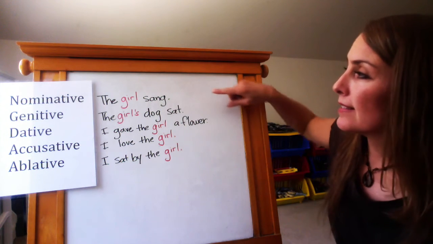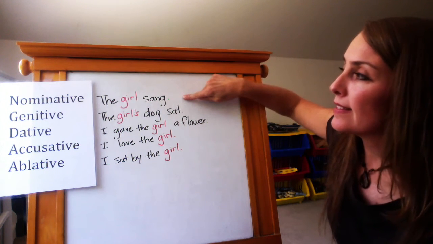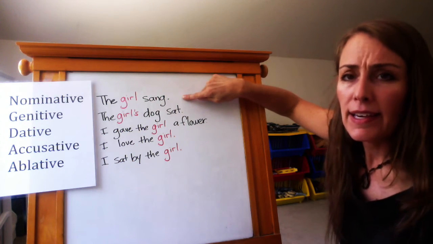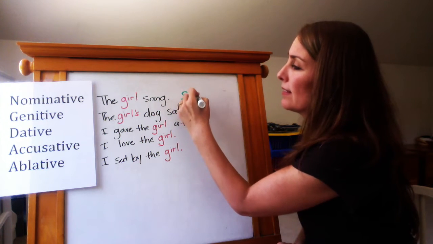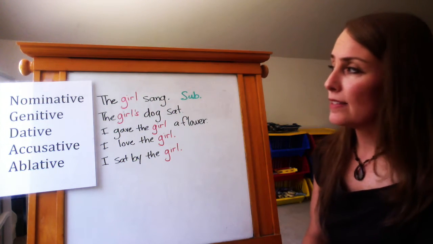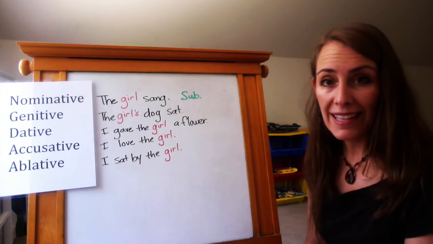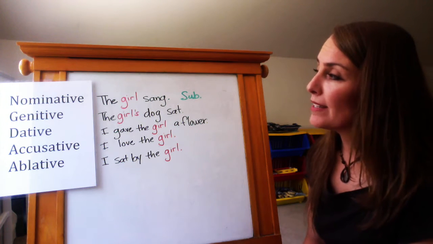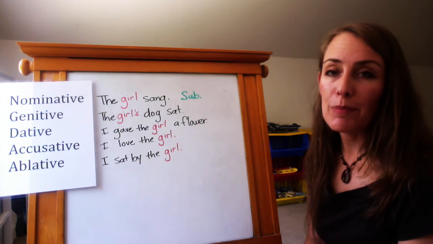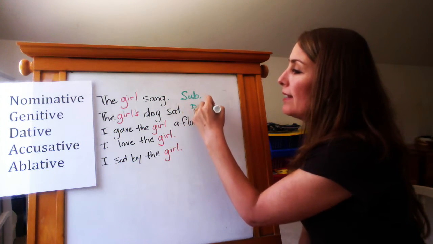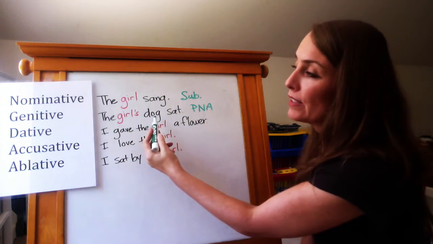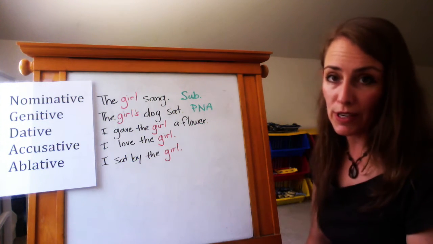If you look at the sentences I have here, the first sentence is "the girl sang." In this sentence, the girl is the subject of the sentence. In the second sentence, "the girl's dog sat," girl's would be the genitive or the possessive noun adjective. We would call that a PNA. It's an adjective telling you whose dog we're talking about.